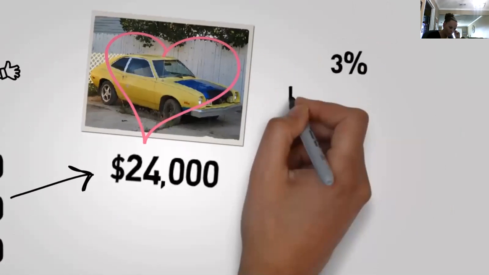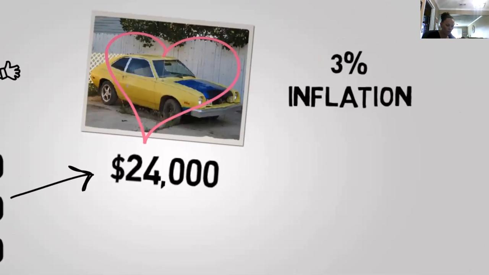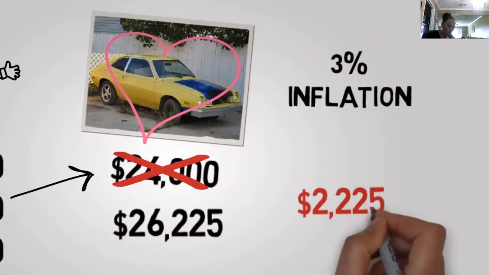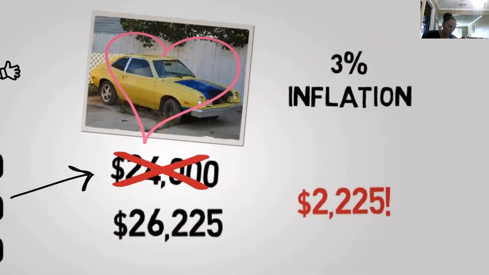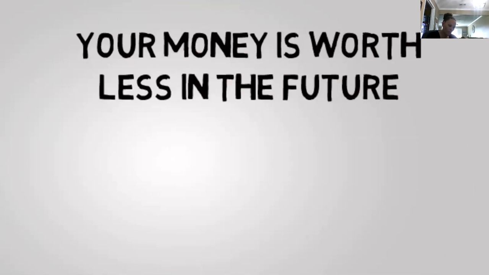But what happens when we add 3% annual inflation, the historical average in the US? The price of the car jumped from $24,000 to over $26,000, an increase of more than $2,000. And that's the curse of inflation. Your money is worth less in the future.